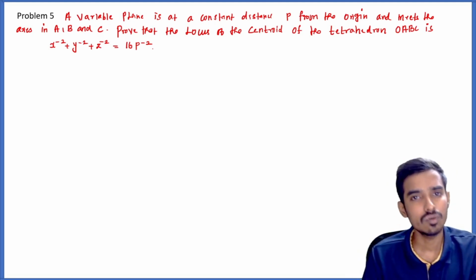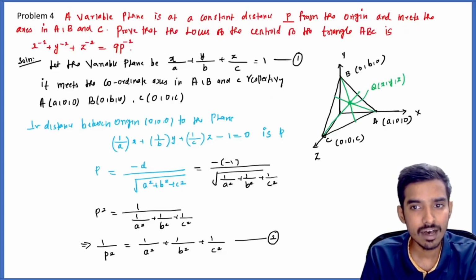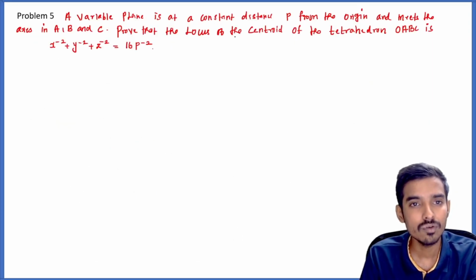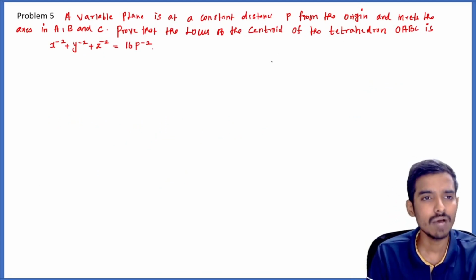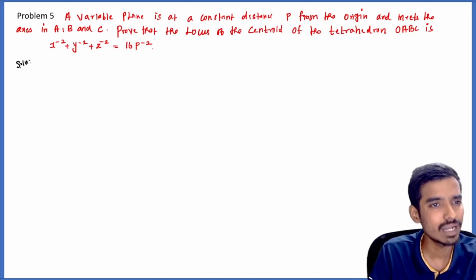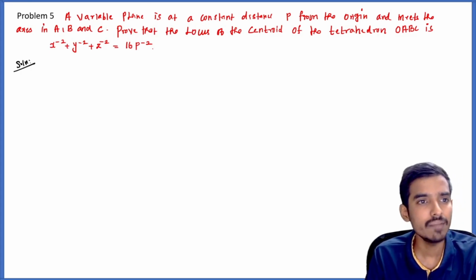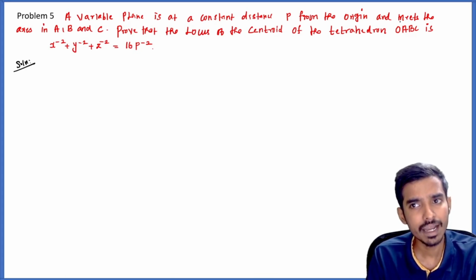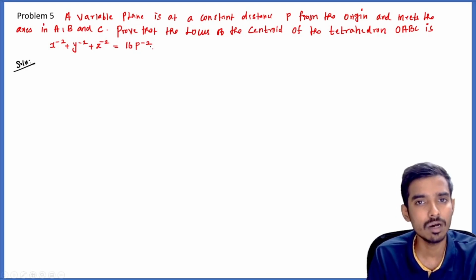Now we'll do the fifth problem. Again, very similar to the previous problem. The only thing is, in the previous problem we found the locus of the centroid of the triangle ABC. Here we're going to find the centroid of the tetrahedron OABC. A variable plane is at a constant distance p from the origin and meets the axes in A, B, C respectively. Prove that the locus of the centroid of the tetrahedron OABC is x power minus 2 plus y power minus 2 plus z power minus 2 is 16 times p power minus 2, right?